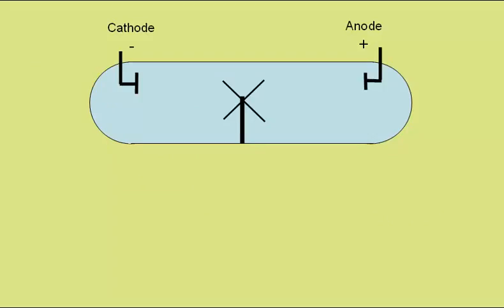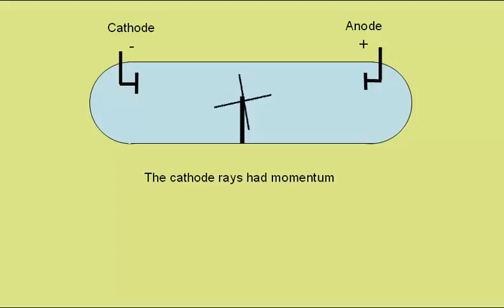A different arrangement of discharge tube here, with a small paddle wheel in the middle. As the cathode rays were turned on, the paddle wheel was seen to turn. This showed that the cathode rays had momentum.